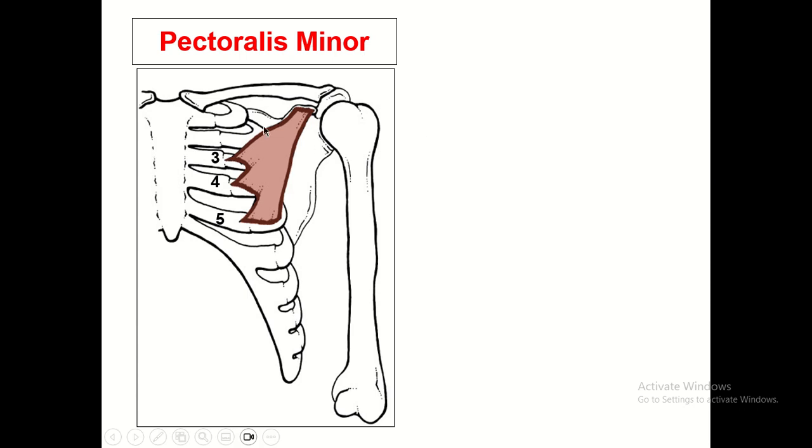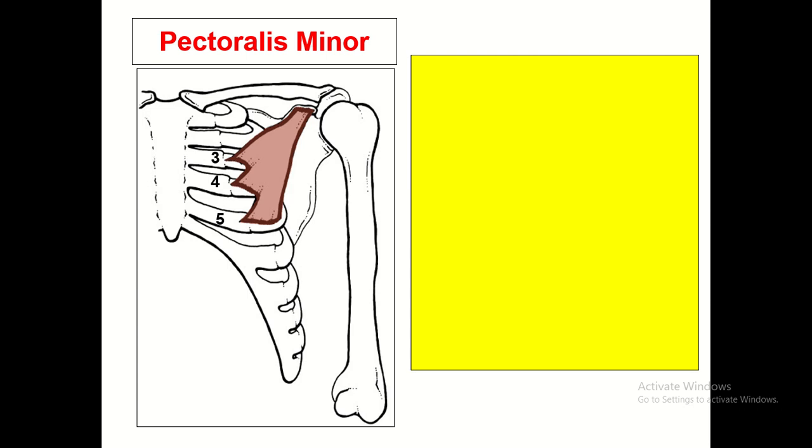Your pectoralis minor muscle is underlying the pectoralis major. So you're going to have the pectoralis major superficial, and deep to the pectoralis major, you have the pectoralis minor. It is going to originate from the third, fourth, and fifth rib and their costal cartilages, and then insert on a prominence called the coracoid process of the scapula.